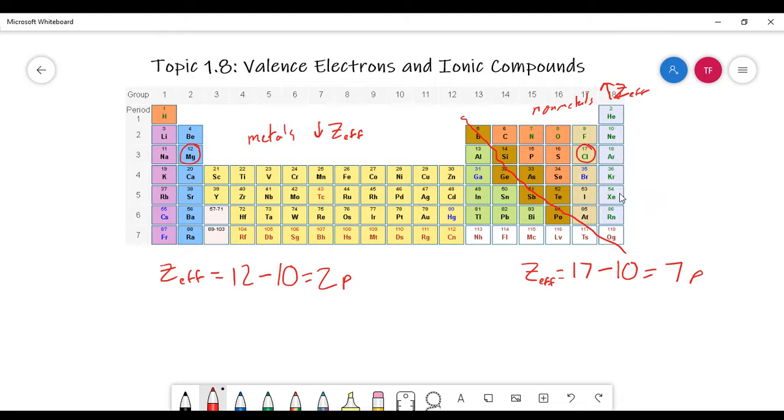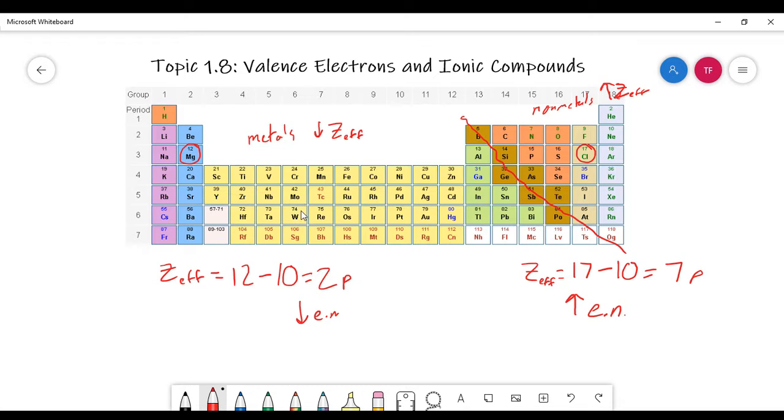So high effective charge means that there's a high pull on electrons. And so that high effective charge also creates what's called a high electronegativity. Electronegativity is the ability of an atom to pull another electron into the valence shell. So a high effective charge creates a high electronegativity. A low effective charge means that there's a low electronegativity. That means that the metals do not pull electrons to themselves very easily.